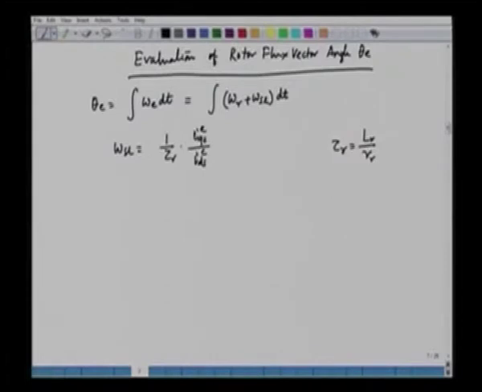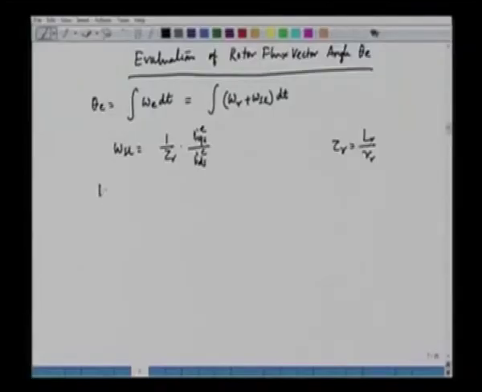So slip speed can be easily calculated, and the rotor speed, that is omega R, can be measured by using a speed sensor or an encoder. So we can measure the rotor speed, we can calculate the slip speed, and then the summation of these two will give us the speed of the rotor flux vector, that is omega E. Integration of that will give us theta E, and theta E can be used to transform IDS and IQS into IA, IB and IC. Now, this is called indirect vector control.